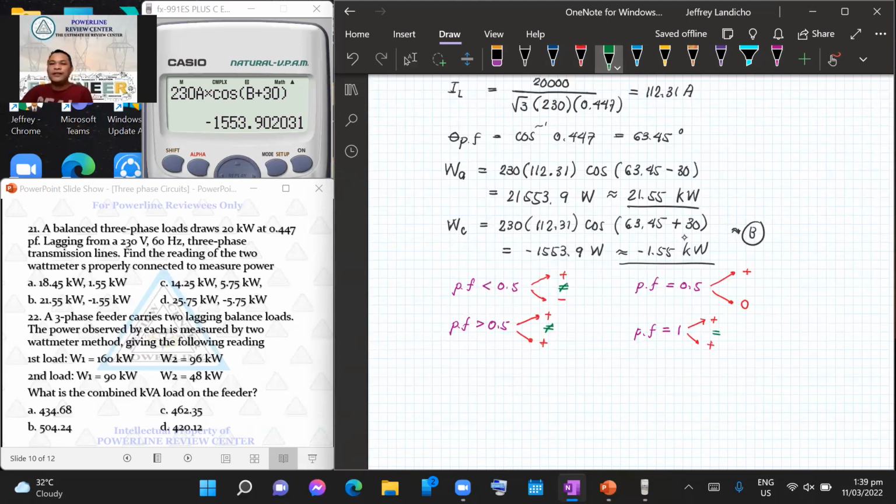Okay? So, yan ang indication bakit negative yung isa. Dalawang possible scenario. Una, mali yung connection, nagkaroon ng problema sa connection ng ating wattmeter, or the second scenario, power factor is less than 0.5. Nagets ba? So, any more questions regarding our 2 wattmeter or wattmeter methods? Okay. So, yun siya kapatid, no? Kung bakit nagkakaroon tayo ng negative reading. So, dapat talaga positive yan.